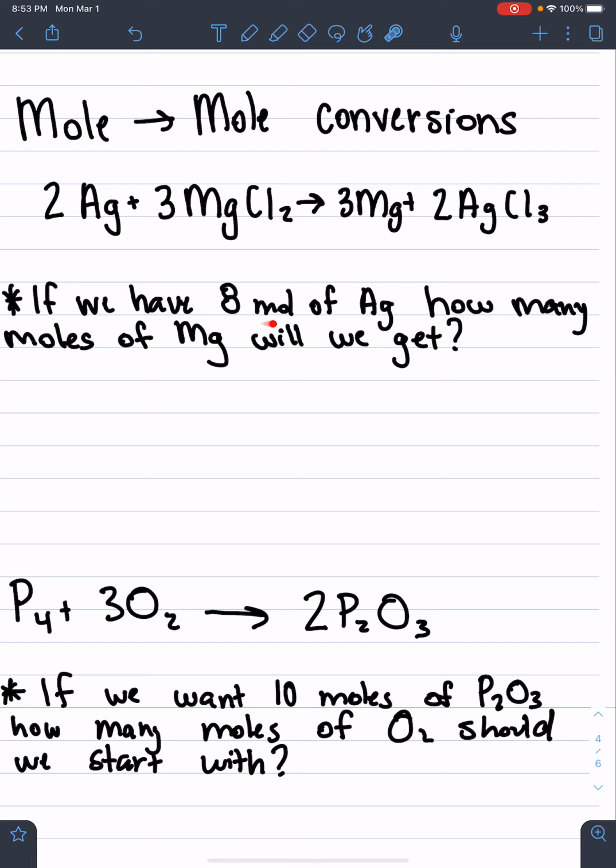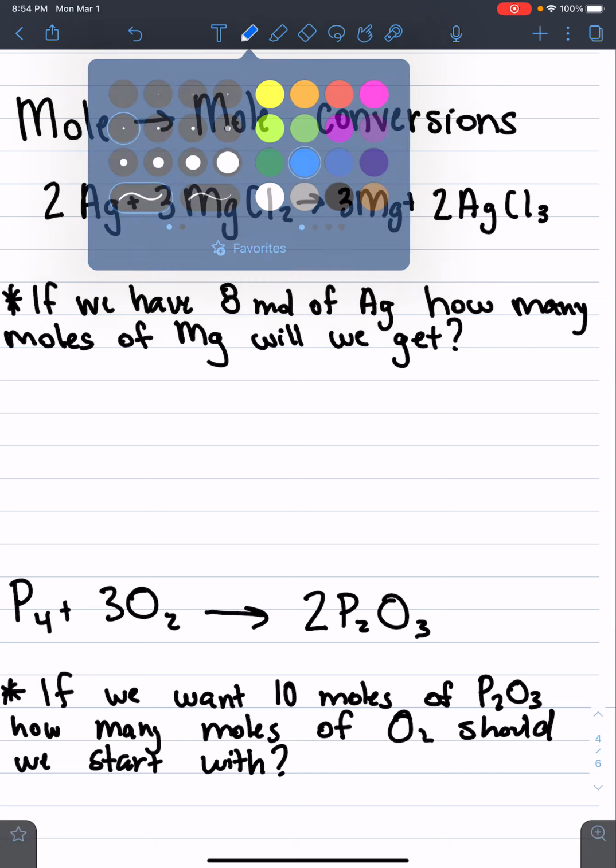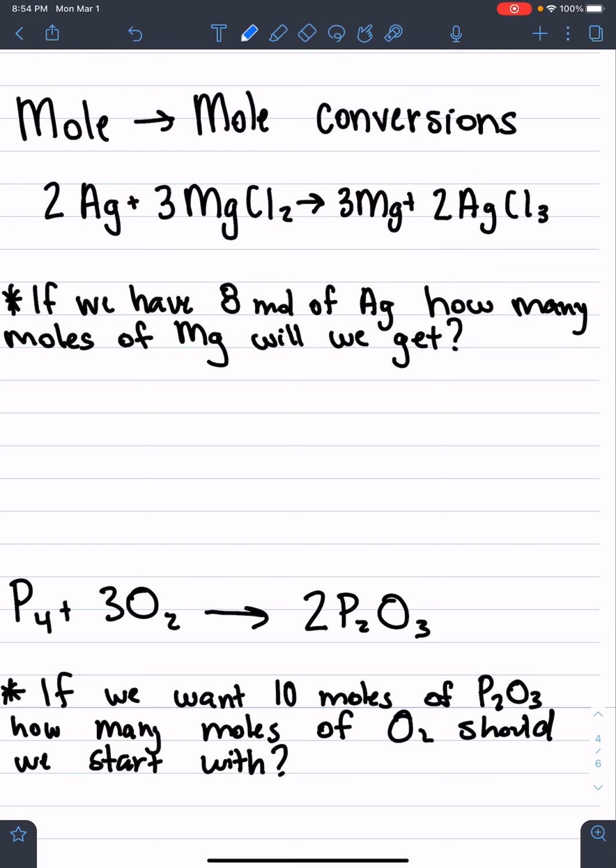It says, if we have 8 moles of Ag, how many moles of Mg will we get? And so you'll see here why it's called mole-to-mole conversion: we're converting from moles of Ag going to moles of Mg. Like I said, we're going to start doing some math. It's going to look a little bit complicated, but we will get through it. It will be okay. For these problems, you always want to look at what you're starting with. 8 moles of Ag is what we're starting with. So we're going to write that on this side of your paper.